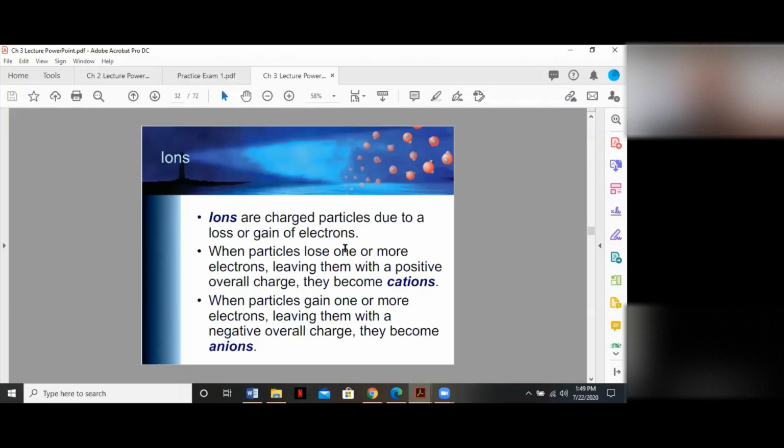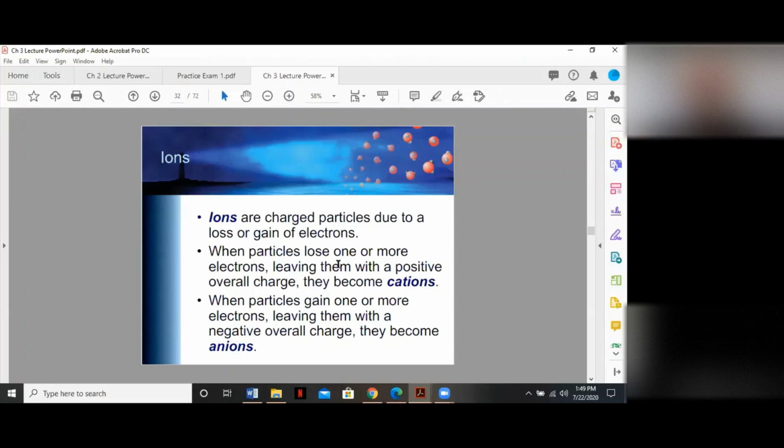If the element does lose an electron, it will automatically carry a plus charge. And this plus charge is due to the loss of those electrons, because you now have more protons than electrons. So once again, if an element loses an electron, it's going to carry a plus charge due to the fact that there are more protons than electrons. And that's why it becomes a cation. So cations are basically positively charged ions, positively charged particles.